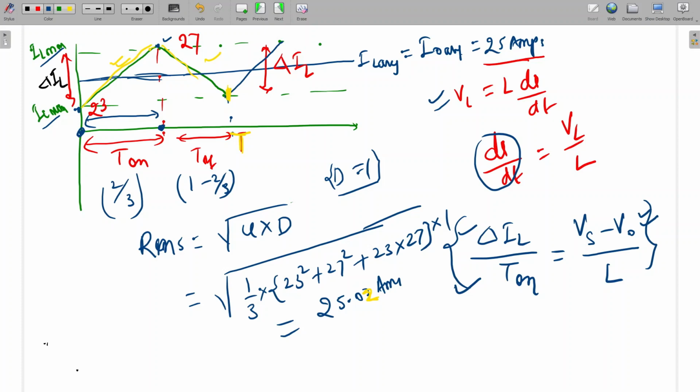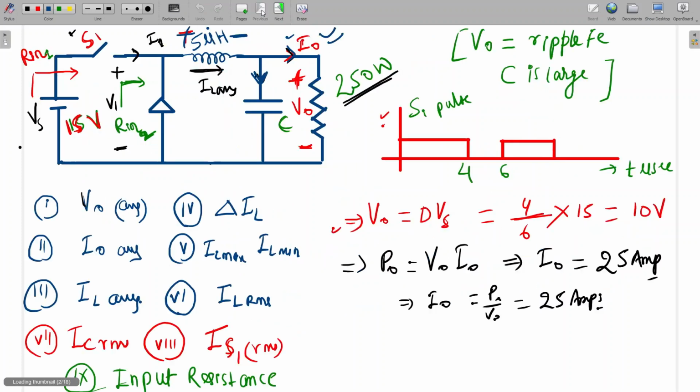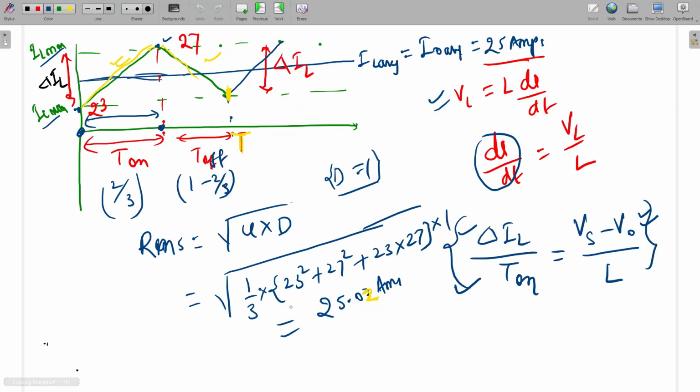Yes, sir. Okay. So both, I think, are the same. Can you ask again? T on and T off. See, T on is 4 microseconds. So what will be the duty for T on? Duty for T on will be 4 by 6. And here it will be 1 minus 4 by 6.